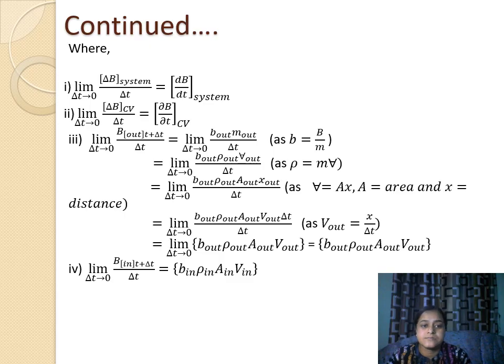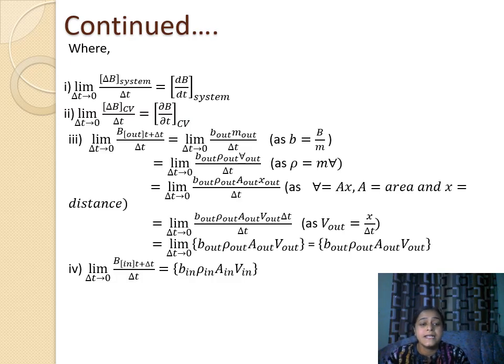After that, there are four assumptions we require. First, as delta t tends to 0, delta B system by delta t equals dB by dt of the system. And second, as delta t tends to 0, delta B at the control volume by delta t equals dB by dt at the control volume.